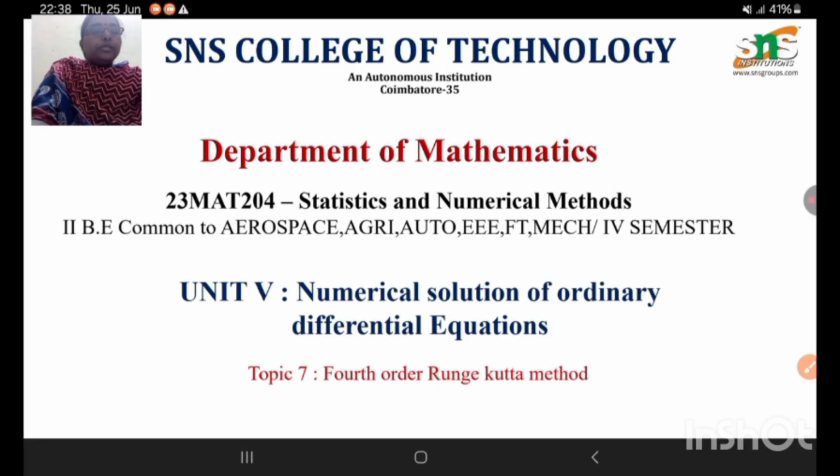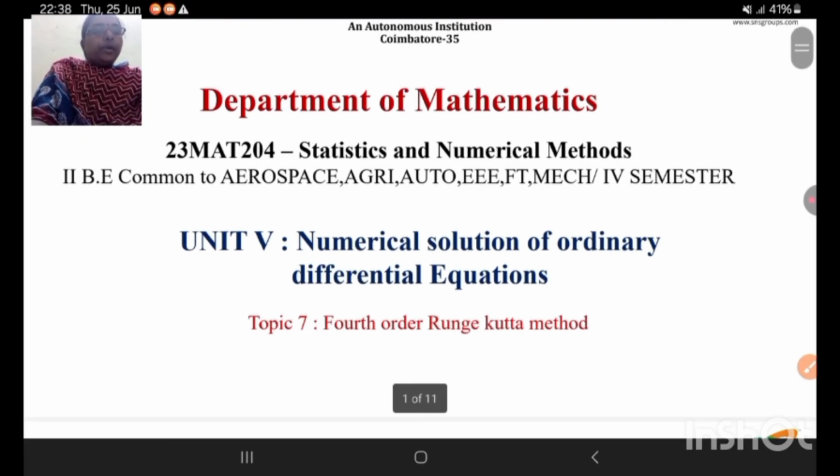Today I am going to present the topic fourth order RK method, which is an important numerical technique used to solve ordinary differential equations. The method belongs to the unified area of statistics and numerical methods. It provides more accurate solutions compared to Euler's method by considering multiple slope calculations within a single step. So let's recall this.